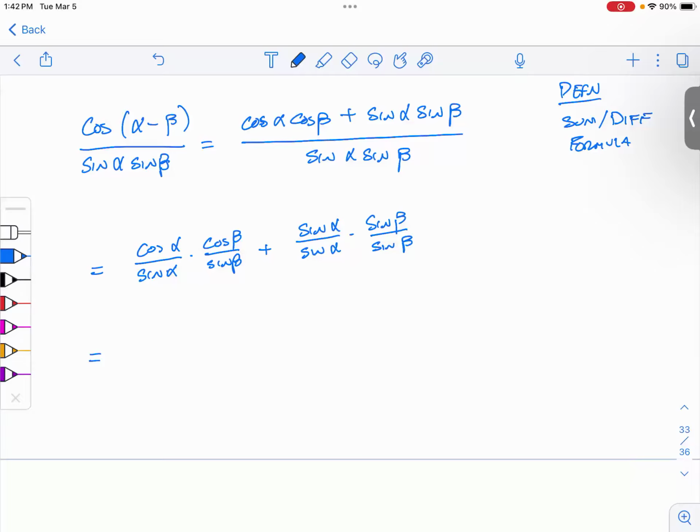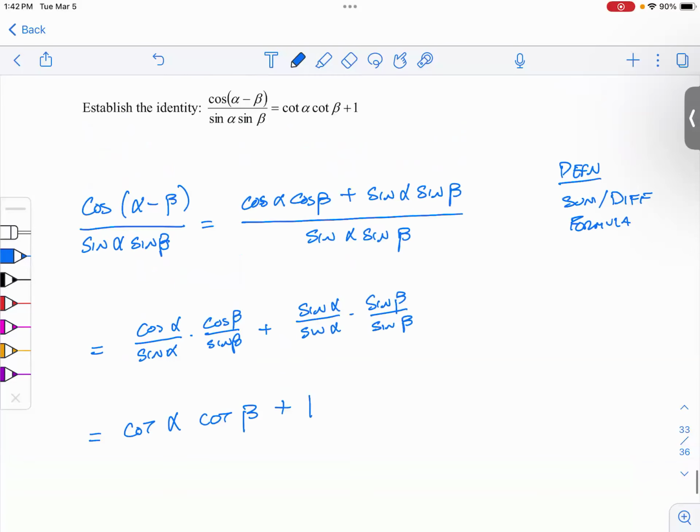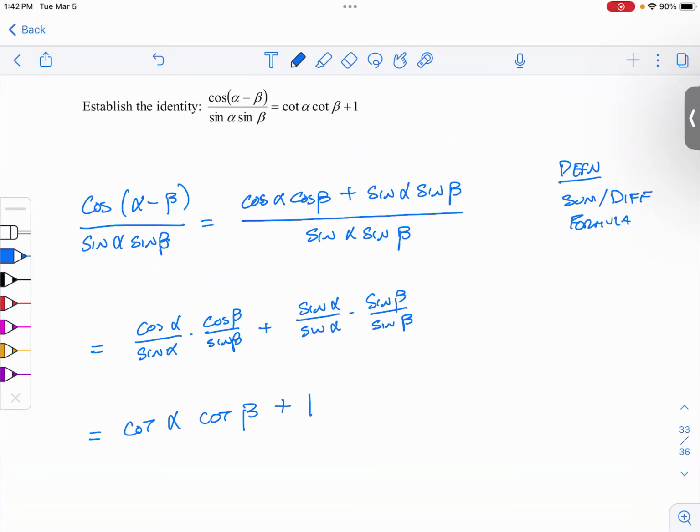Because cosine alpha over sine of beta, that is nothing. If the angles don't match, that doesn't help us at all. Cosine alpha over sine beta, that's it. I can't do anything with that. But cosine alpha over sine alpha, that is cotan of alpha. Right? Cosine beta over sine beta, what is that? Cotangent beta. And then we already established that's 1. And oh look, that's what we're going for.